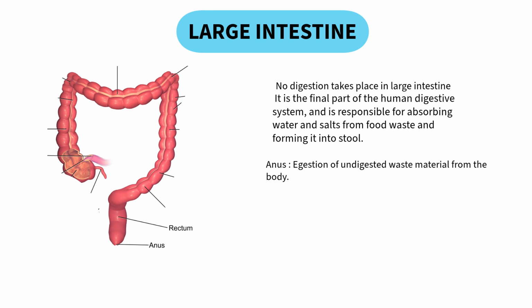As a result, the undigested food becomes almost solid. The solid waste is excreted through the anus as feces or stool. The exit of waste is called egestion or defecation, and it is controlled by the anal sphincter. And that's all about the human digestive system and how food gets digested in our digestive system.